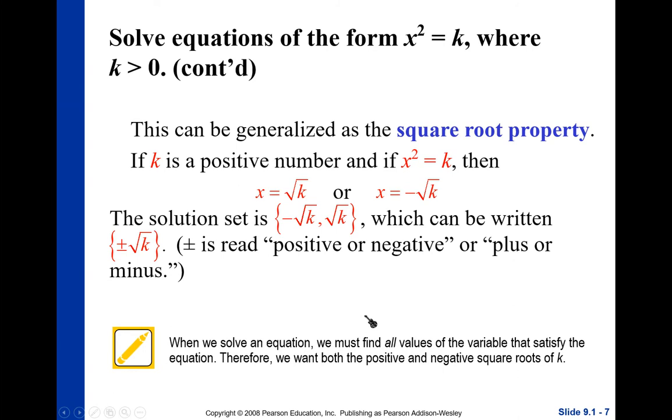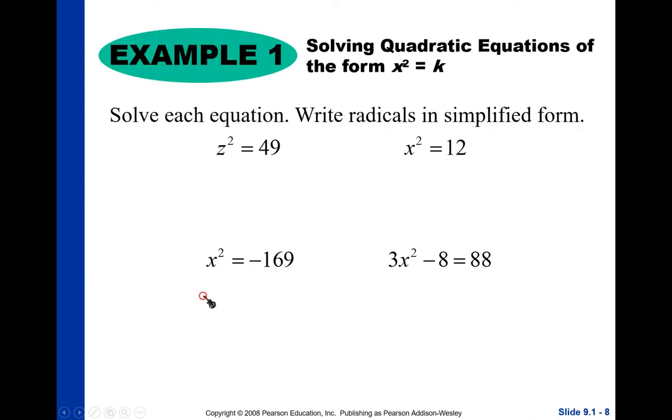Note, when we solve an equation, we must find all values of the variable that satisfy the equation. Therefore, we want both the positive and negative square roots of k.